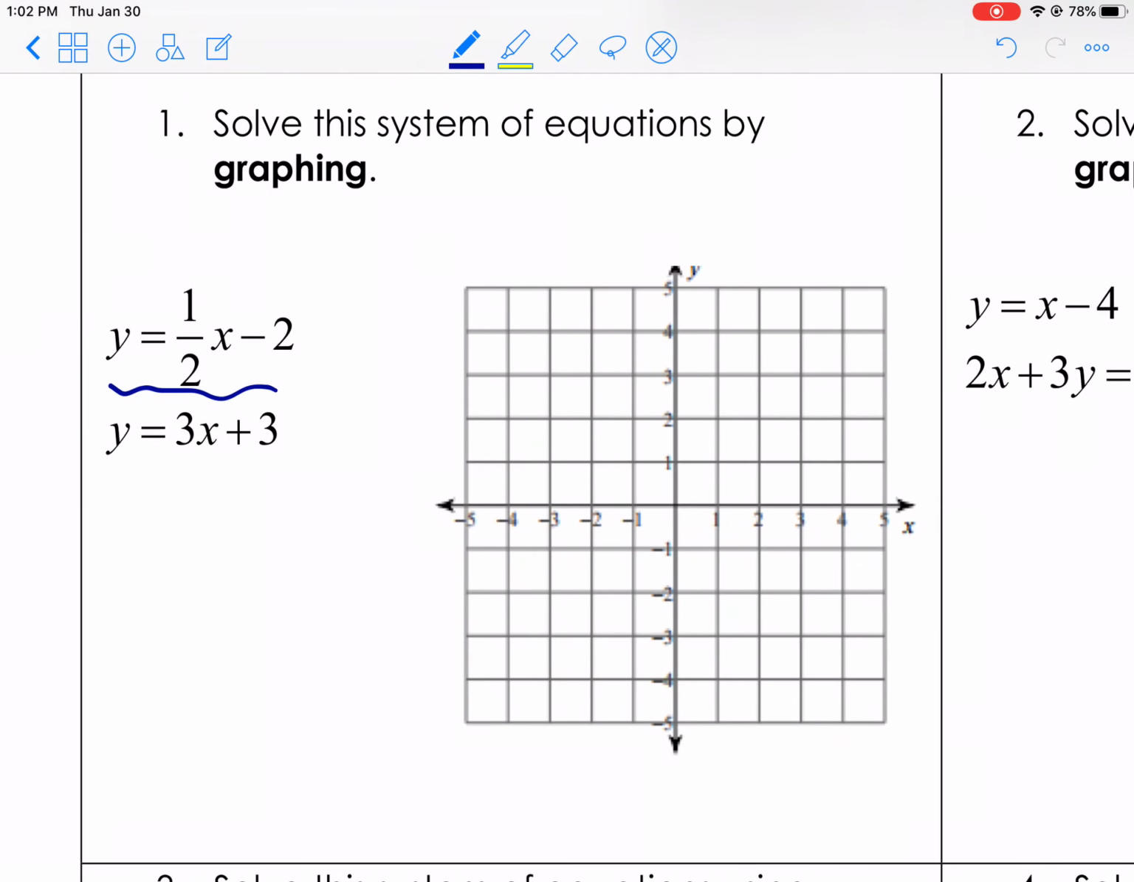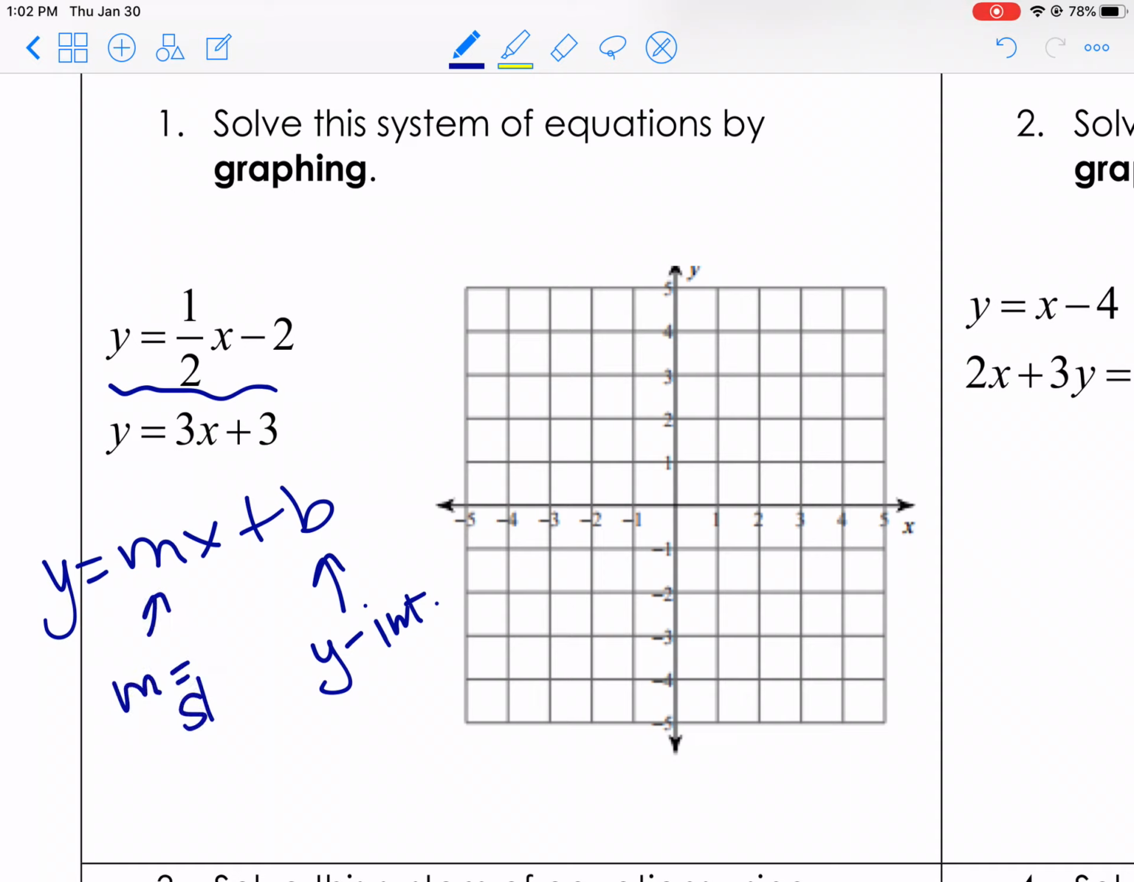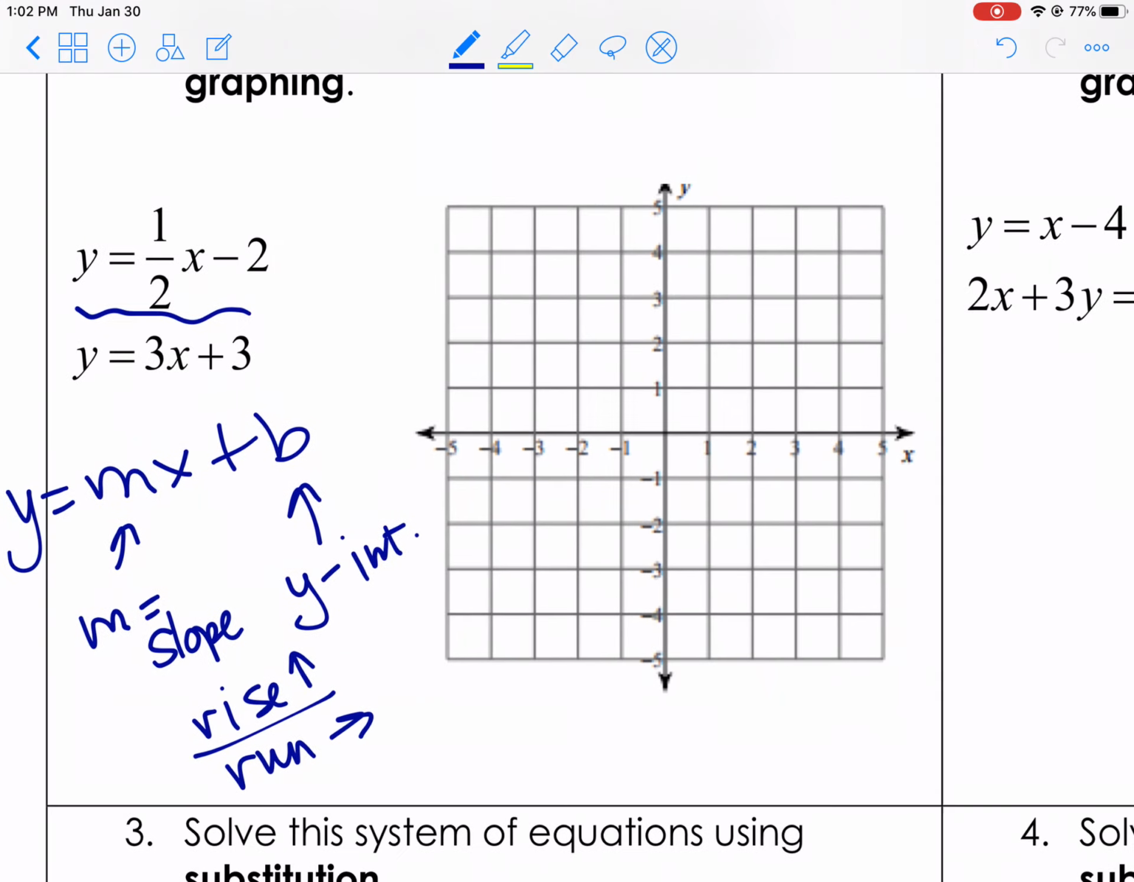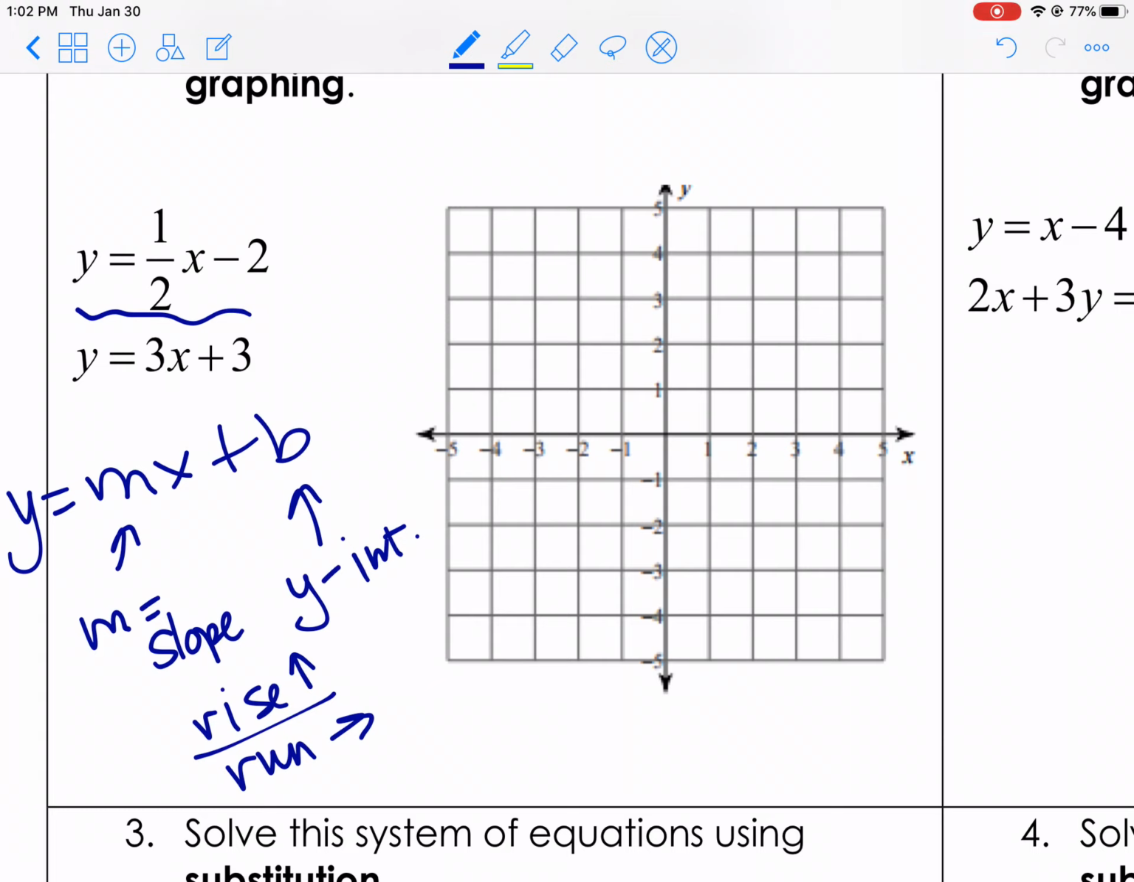I want to graph this one first. Remember that y equals mx plus b is a great equation for graphing lines. This is telling us that b is the y-intercept and that m is the slope. When you hear slope, I want you to think of a fraction, and we have the words rise over run. Rise generally means up, run generally means to the right, but sometimes we have to go in the opposite directions, so we'll talk about that in a second.